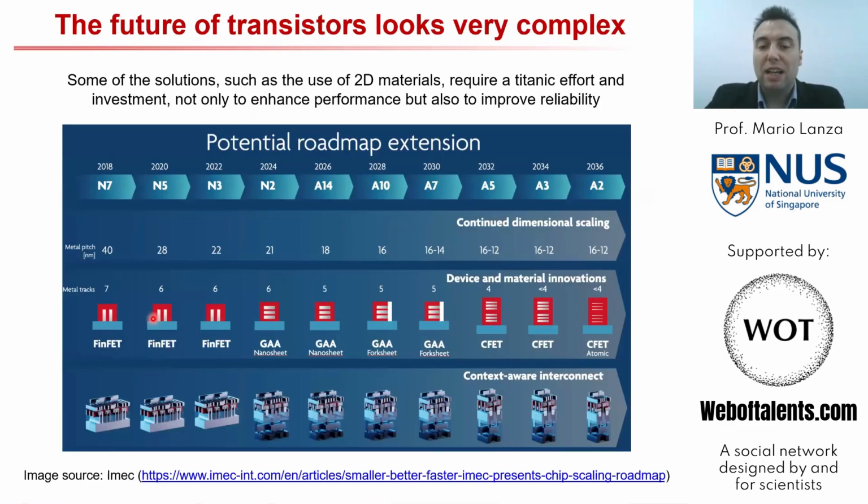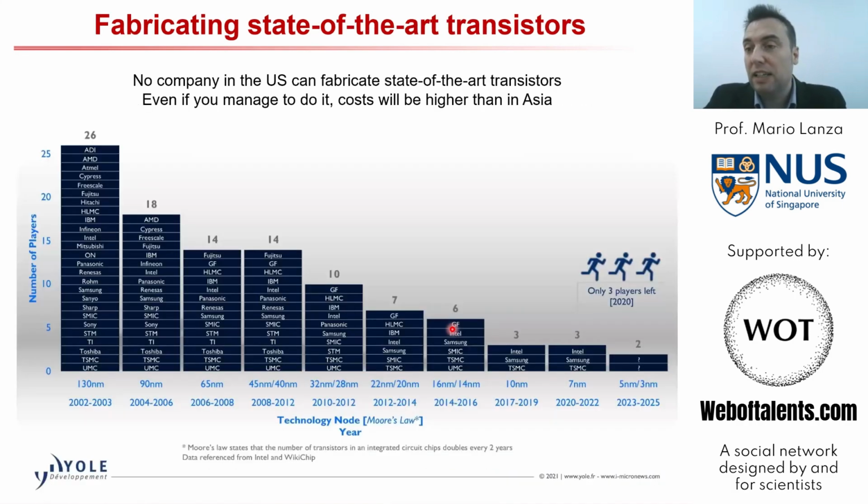Here you can see a roadmap about the geometry of these transistors, how it is expected to evolve with the years, and you can see that they are becoming much more difficult to fabricate. And in fact, there are every time less and less factories that are able to fabricate this kind of devices. Therefore, this is also an opportunity for memristors because they can be fabricated very easily in any laboratory.